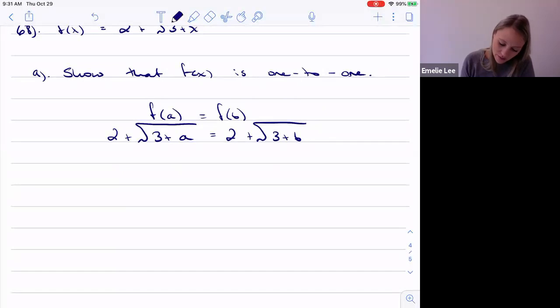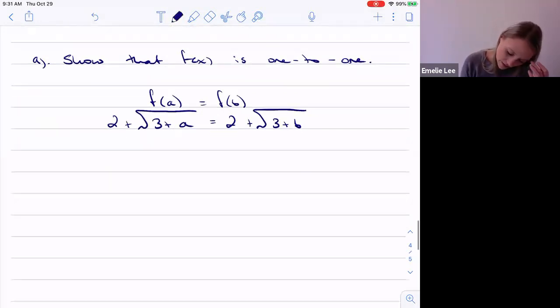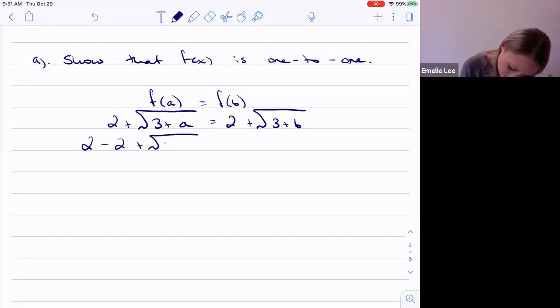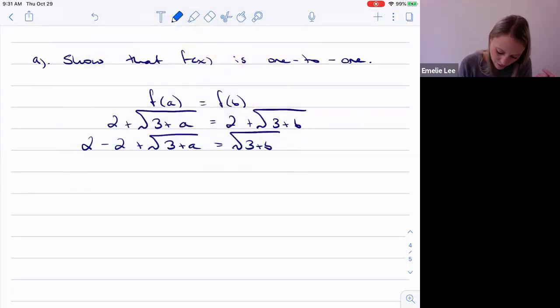So now what I'm going to do is, oh, what can I do? I can subtract 2 from both sides. So then I get 2 minus 2 plus the root of 3 plus a is the root of 3 plus b. Well, 2 minus 2, of course, goes away.